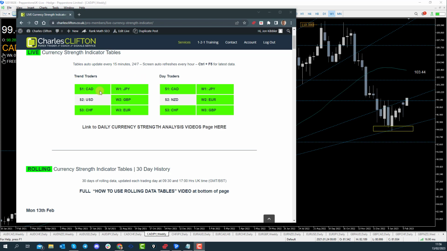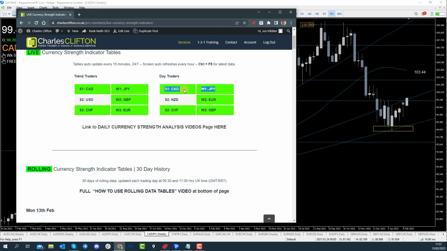So what are they showing us today? Well, it's showing us that the Canadian dollar tops both the tables, being S1. The yen is the weakest currency at the moment, being W1 on both tables. And this is where we're going to focus some attention today, on CAD yen in particular. We can see that the Swiss franc is the third strongest currency on both tables. However, on the trend traders, on the weak side of things, we've got pound as the second weakest and the euro as the third weakest. They are swapped around on the day traders, with the euro being the second weakest currency and the pound being the third weakest. Now, like I said, I'm going to focus on CAD yen.